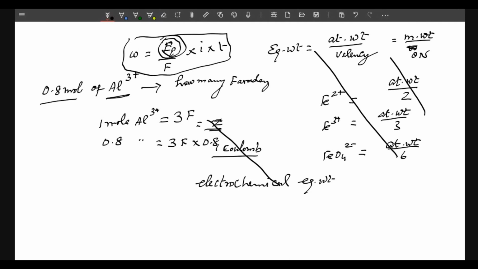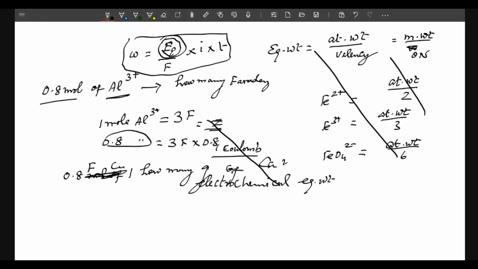And instead of moles, you can be given, for the passage of 8 Faraday of current, how many grams of calcium is deposited? It may be asked. Or so many grams of calcium is to be deposited, how much time do you have to pass 10 ampere current?